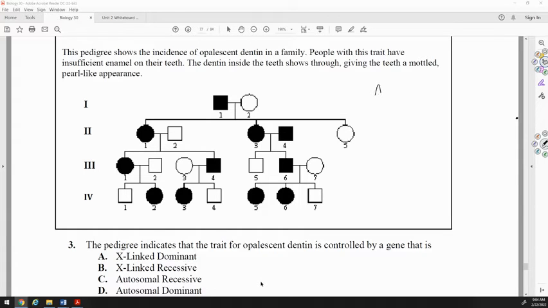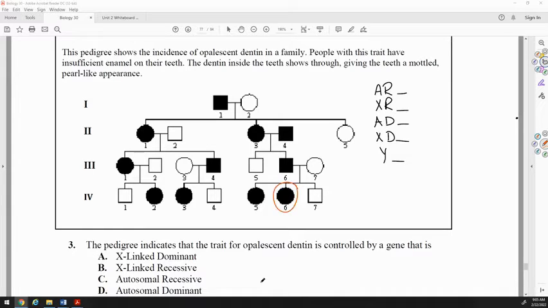This pedigree shows the incidence of opalescent dentin in a family. To solve the mode of inheritance, let's first of all write down the possible modes of inheritance. AR is autosomal recessive, then we have X-linked recessive, autosomal dominant, X-linked dominant, and Y-linked.